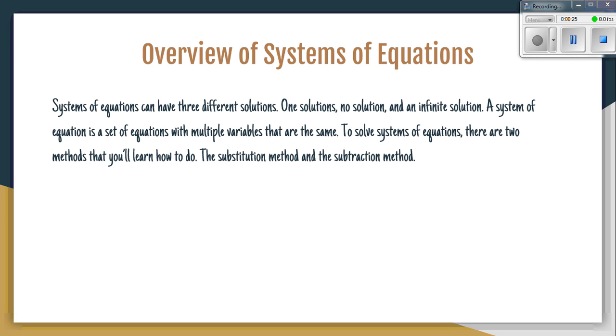Systems of equations can have three different solutions: one solution, no solution, and infinite solutions. A system of equations is a set of equations with multiple variables that are the same. To solve systems of equations, there are two methods that you'll learn how to do: the substitution method and the subtraction method.